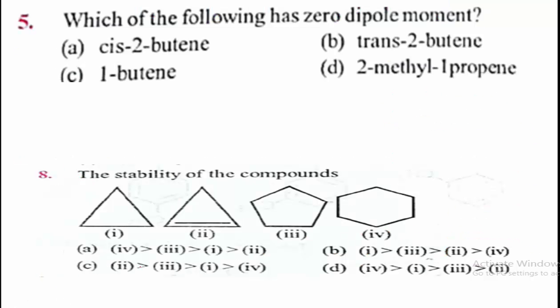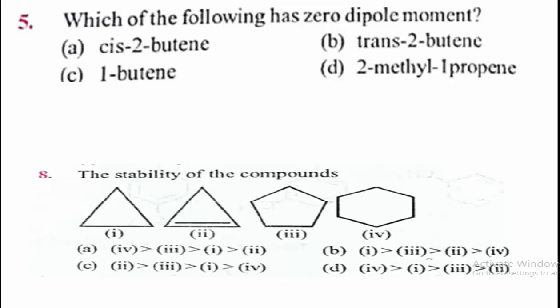Enantiomers. Next, question number 5. Which of the following has zero dipole moment? Options are given here: cis-2-butene, trans-2-butene, 1-butene, 2-methylpropene.